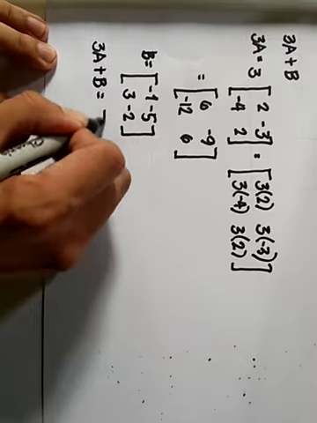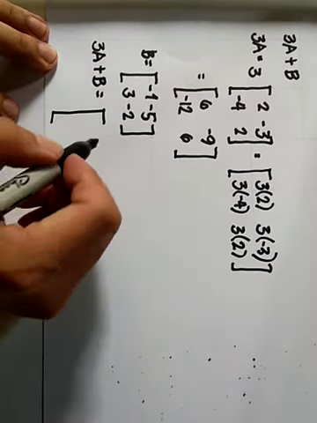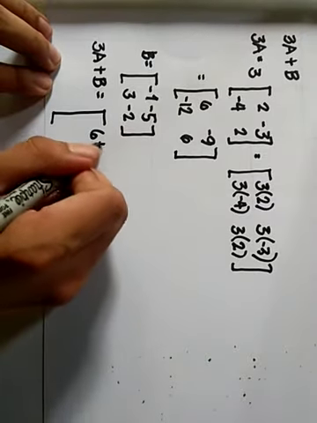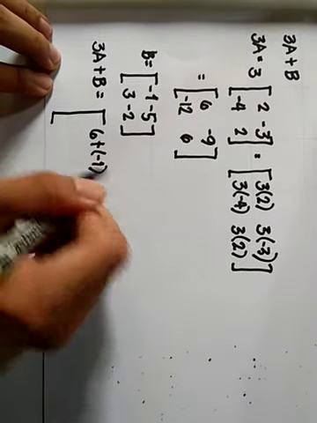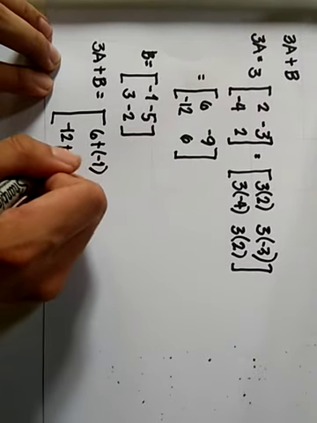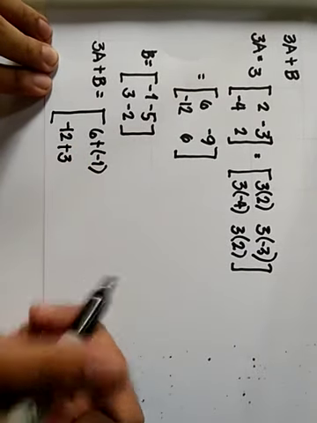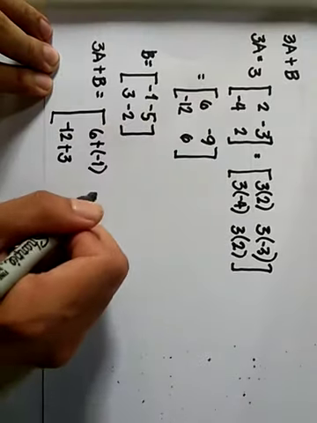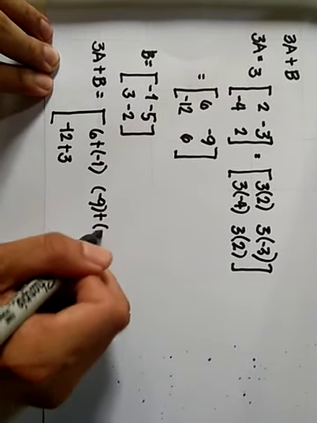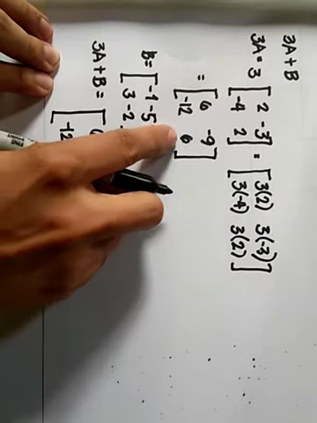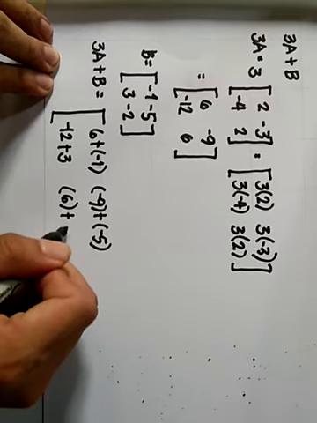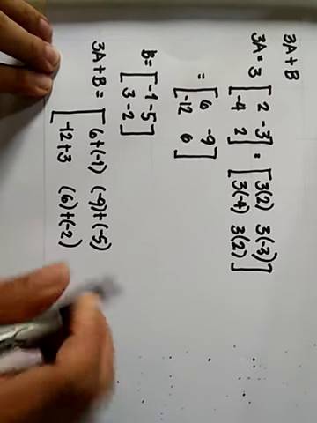So, 3A plus B is equal to 6 plus negative 1, and then we have negative 12 plus 3, and then we have negative 9 plus negative 5, then 6, and then negative 2. So we have 6 plus negative 2. Okay.